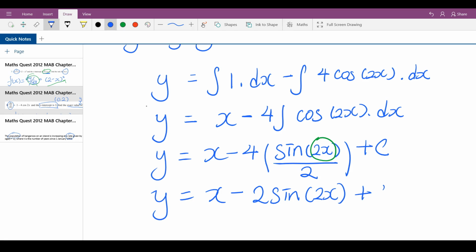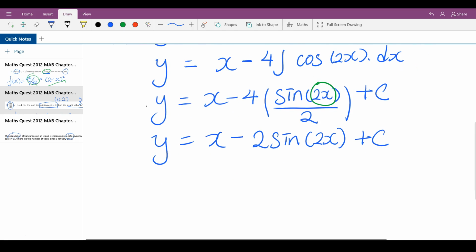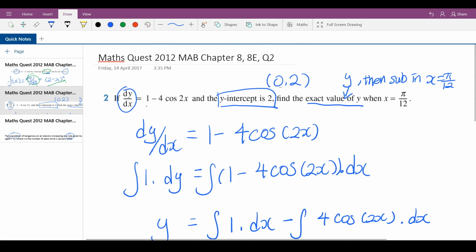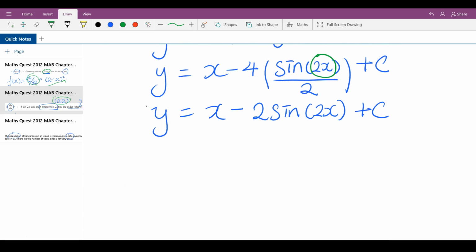2x plus c. All right, we come to a stage where we have the original function, but still we've got one unknown, which is c. So we have to use the information we were given before, which is the y-intercept, to help us solve for c. All right, so let's go back there. Our y-intercept is (0, 2). So in here, we have to sub in the y-intercept coordinate.